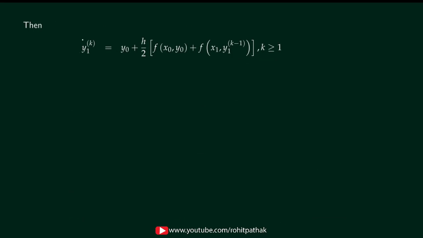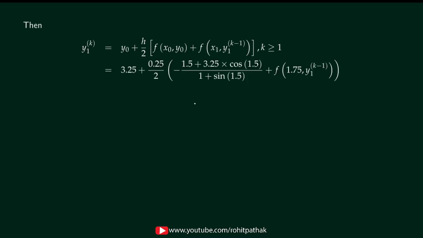For this we derive the formula for y1. So y1(k) is this, f(x0, y0) is this, and h is 0.25, y0 is 3.25. Here x1 is 1.75 and y1(k-1) is as it is. Now this value is constant throughout the calculation. So we calculate this value, and this value is found to be 3.1417, and this is 0.125 into f(1.75, y1(k-1)). So this is the formula for the better approximations to y1.